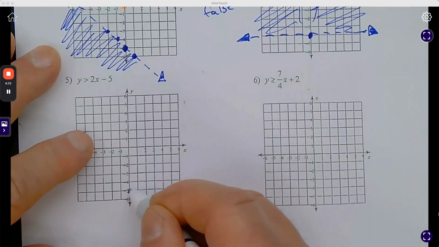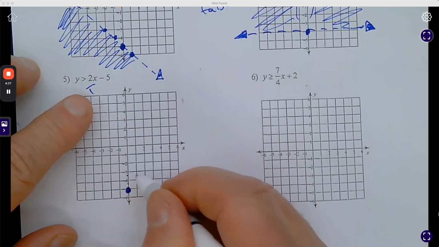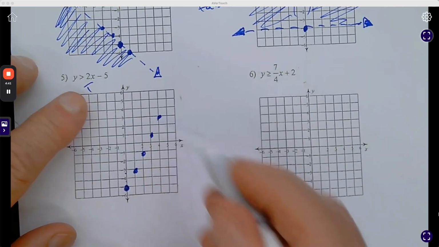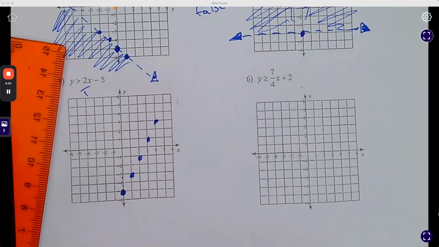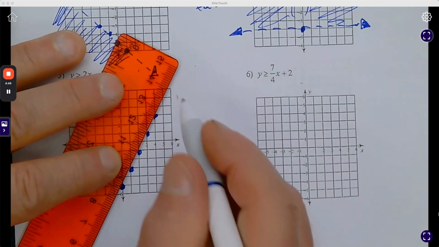Y-intercept negative 5. Slope up 2 over 1. Draw your dashed line, because there's no equal to underneath. It's a dashed.